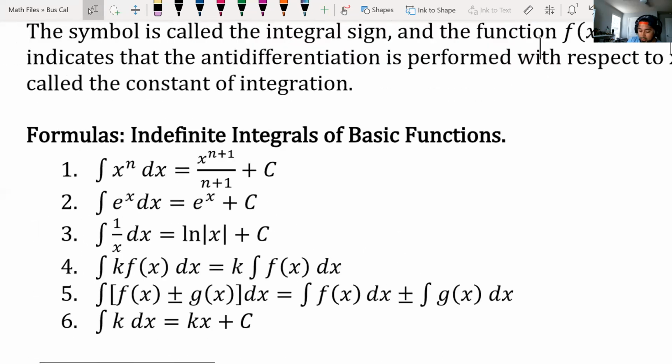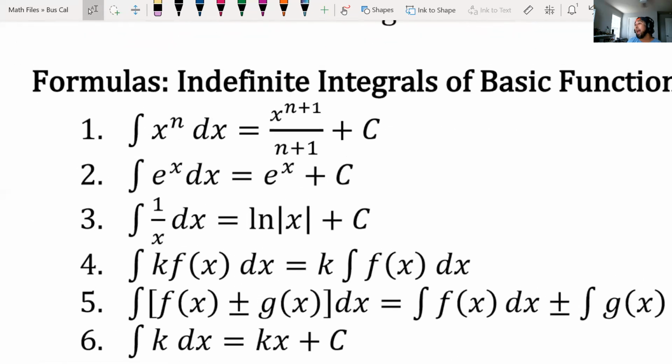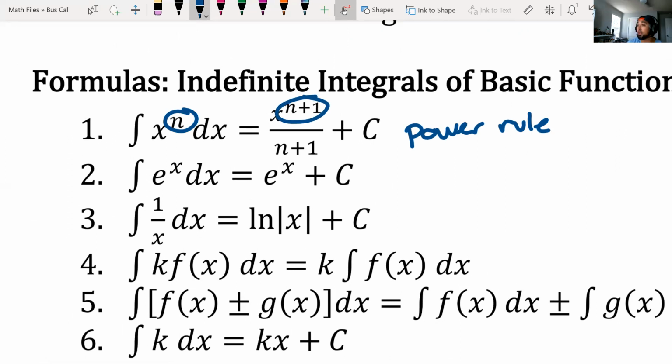So down here we have some formulas. The very first formula is your best friend. This is the power rule for antiderivatives. This says for x to any power n, the antiderivative using the power rule will become x to the n plus 1 over n plus 1, plus c. Since this is the antiderivative, we're adding that one back. That's the power rule, and it's one of the most popular rules we use.